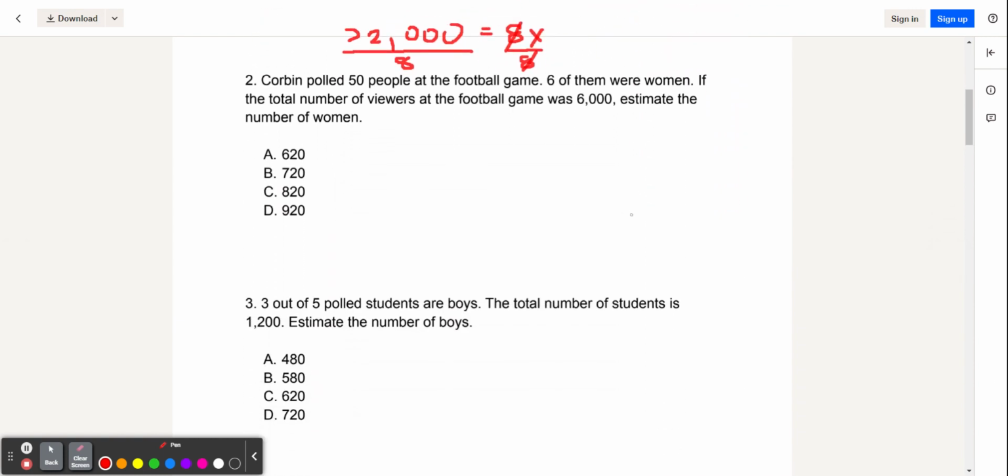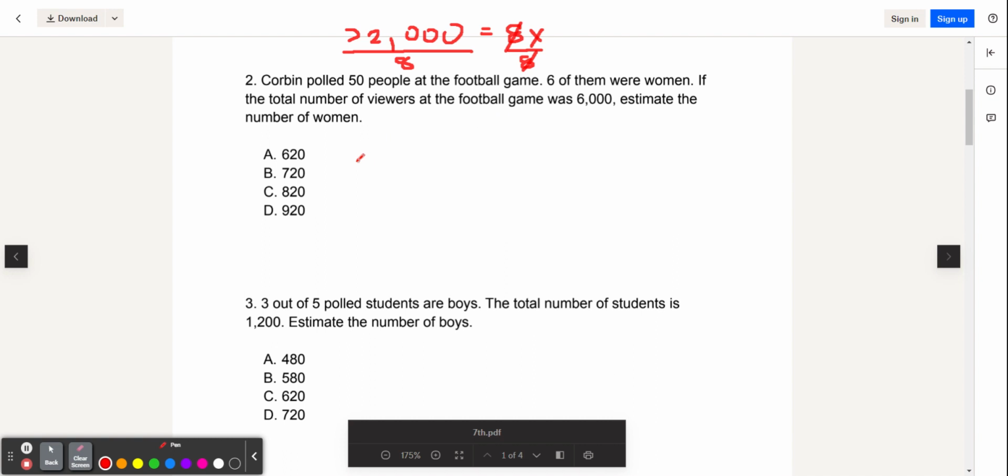Corbin polled 50 people at the football game. 6 of them were women. If the total number of viewers at the football game was 6,000, estimate the number of women. So let's set it up again. We're going to have two fractions equal to each other. We want to find the number of women, x woman. I'll just write wom for short.